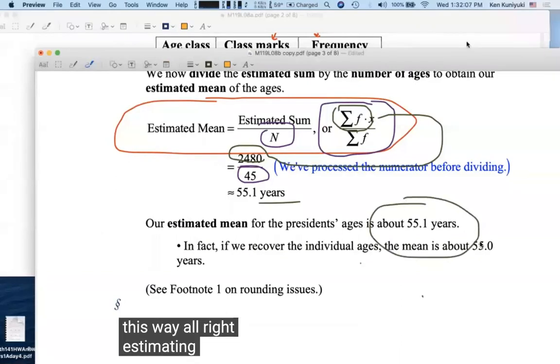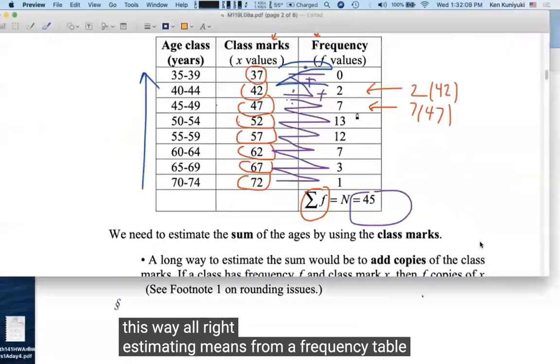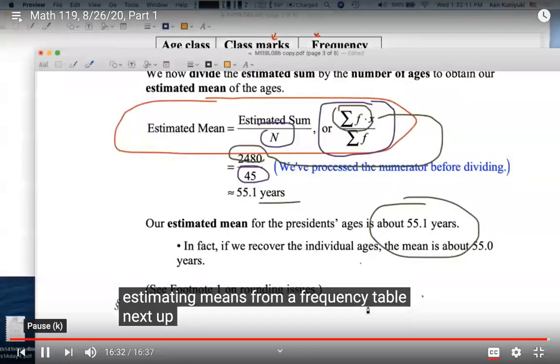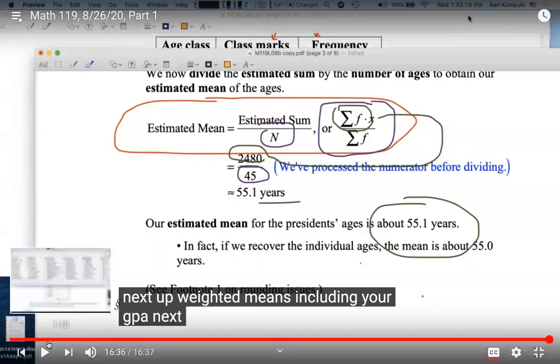All right, estimating means from a frequency table. Next up, weighted means, including your GPA. Next time. All right, any questions about this before we go on to GPA, which is very interesting? Any questions? Any questions? All right, let's go on to your GPA.